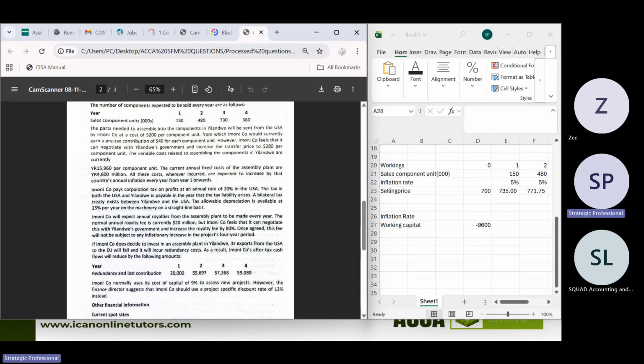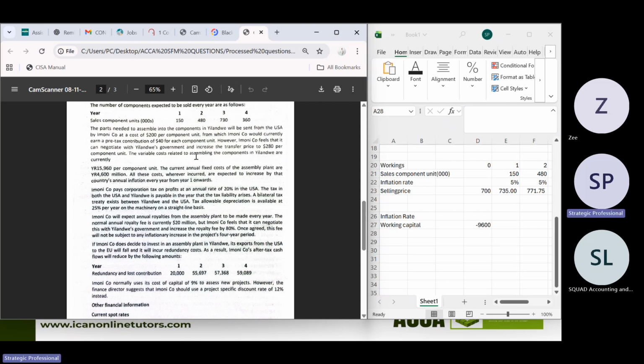The parts. They said the part needed to assemble into the components in Zimbabwe will be sent from the US at the cost of what? $200. Right? If it's $200, so how do we bring that in? It means that it's the part, right? So we're bringing it in, and we'll also be converting it per component.